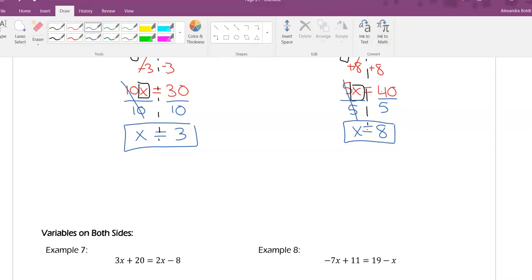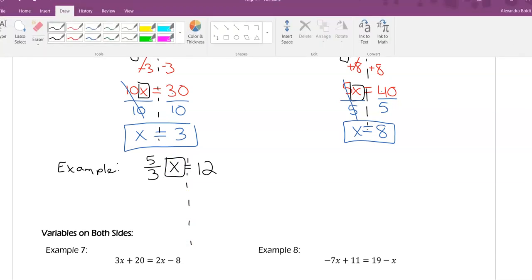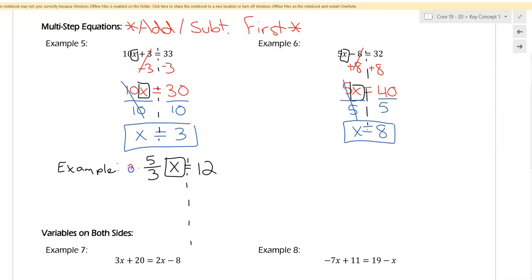Okay. I'll do one other quick example, because these pop up sometimes. If I have something like 5/3 x equals 12. Sorry, I'm trying to think of a good number. Okay. My x is here. You can think of your fraction as 2 operations happening, right? It is being divided by this 3. So I'm going to multiply by 3. And they cancel. Right?